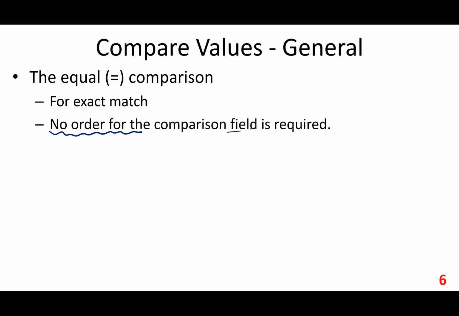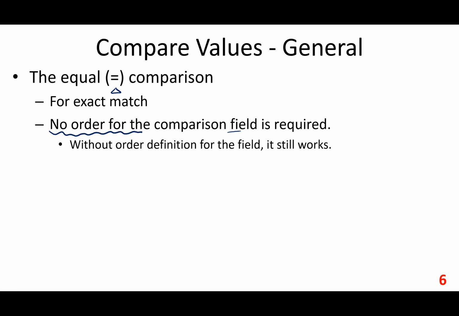you can compare if two values are equal or not with exact match, because you don't need to know which one is larger and which one is smaller. You only need to compare bit by bit. They are exactly the same. Without order definition for the field, it still works. Exact comparison.